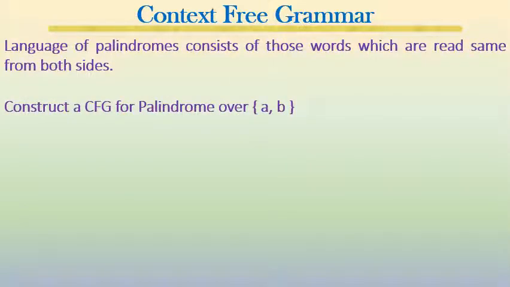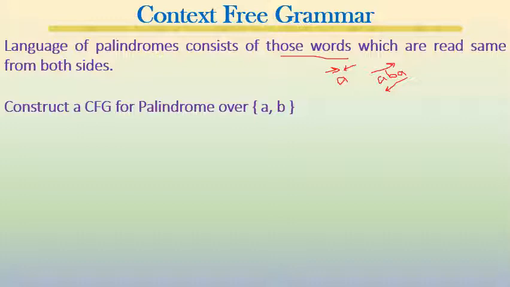A palindrome is a language in which all the words are read from front and back in the same way. For example, A: if you read this A either from this way or from this way, it is the same thing. Similarly, if I'm writing A, B, A, it is another palindrome. If you read it in this way, it will be ABA. If you read it in this way, it will also be ABA. So this is called a palindrome.